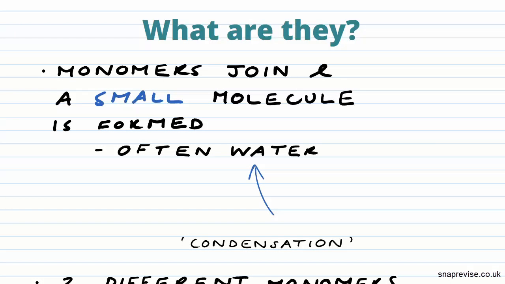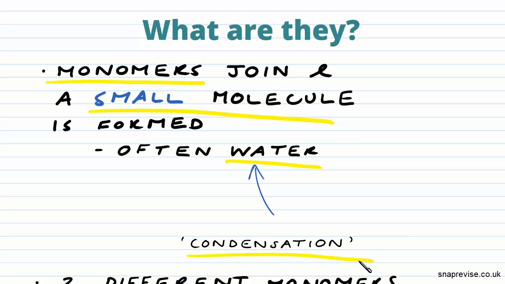So what are condensation polymers? Well, we've met polymerization before. We met these reactions in the formation of addition polymers, while condensation polymers are very slightly different. To form our condensation polymers, the small monomers join together and a small molecule is formed in the process. And this molecule is often water, and that's how we get the name condensation polymerization.